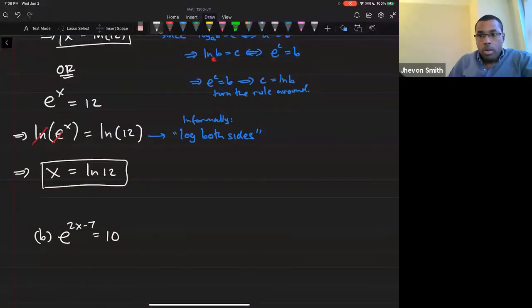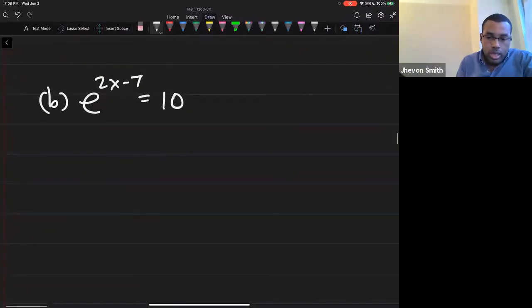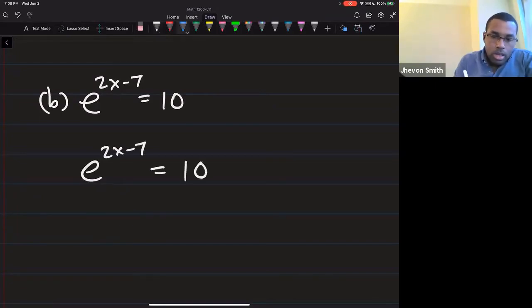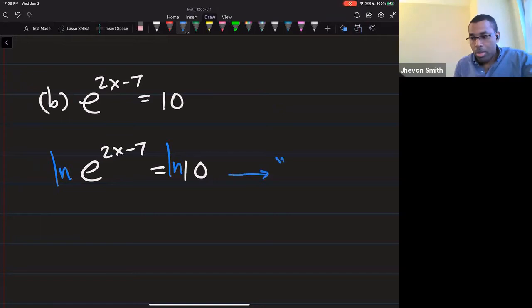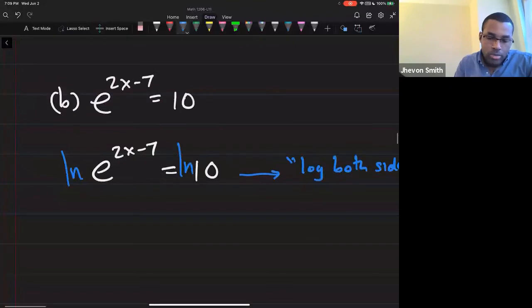So in the next example, it's actually very similar. You see this, e to the 2x minus 7 equals 10. And sometimes I just write the ln in here, literally write it over the problem, and that is me logging both sides. Why? I want to solve for x and it's stuck inside of an exponential. How do I get something unstuck from an exponential?